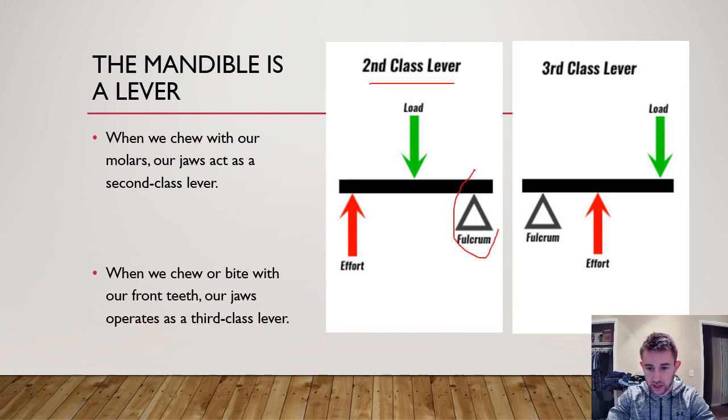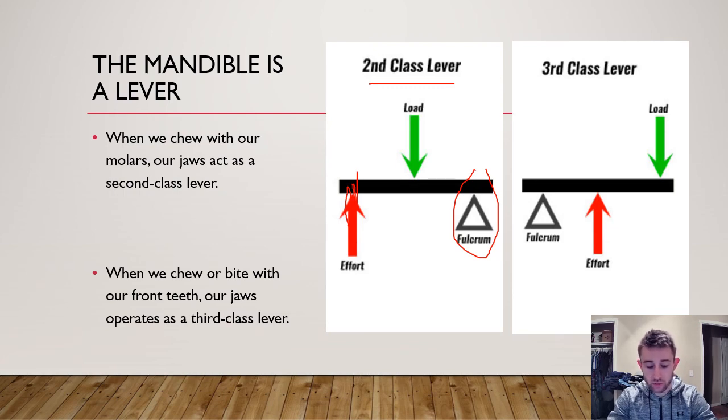If this is the TMJ, and this line is our mandible, the load is the food, our effort is going to go here, and the load's going to be in between that. So it's going to be a second-class lever. Because of this, it can exert more force on the food. A classic nutcracker is a good example of a second-class lever.